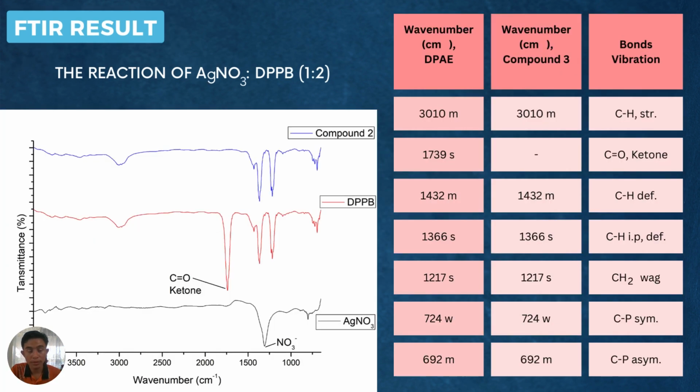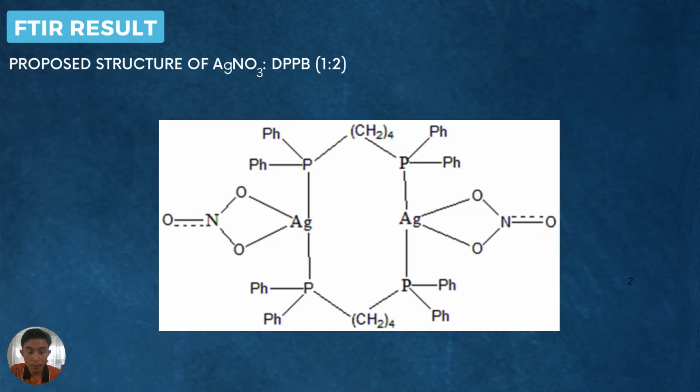And then moving on to the second reaction, silver nitrate with dppb, also the absence of ionic nitrate, but from our studies, we can propose that nitrate can also act as a bidentate chelating ligand. Therefore, its two oxygen atoms are chelating to the one silver metal.